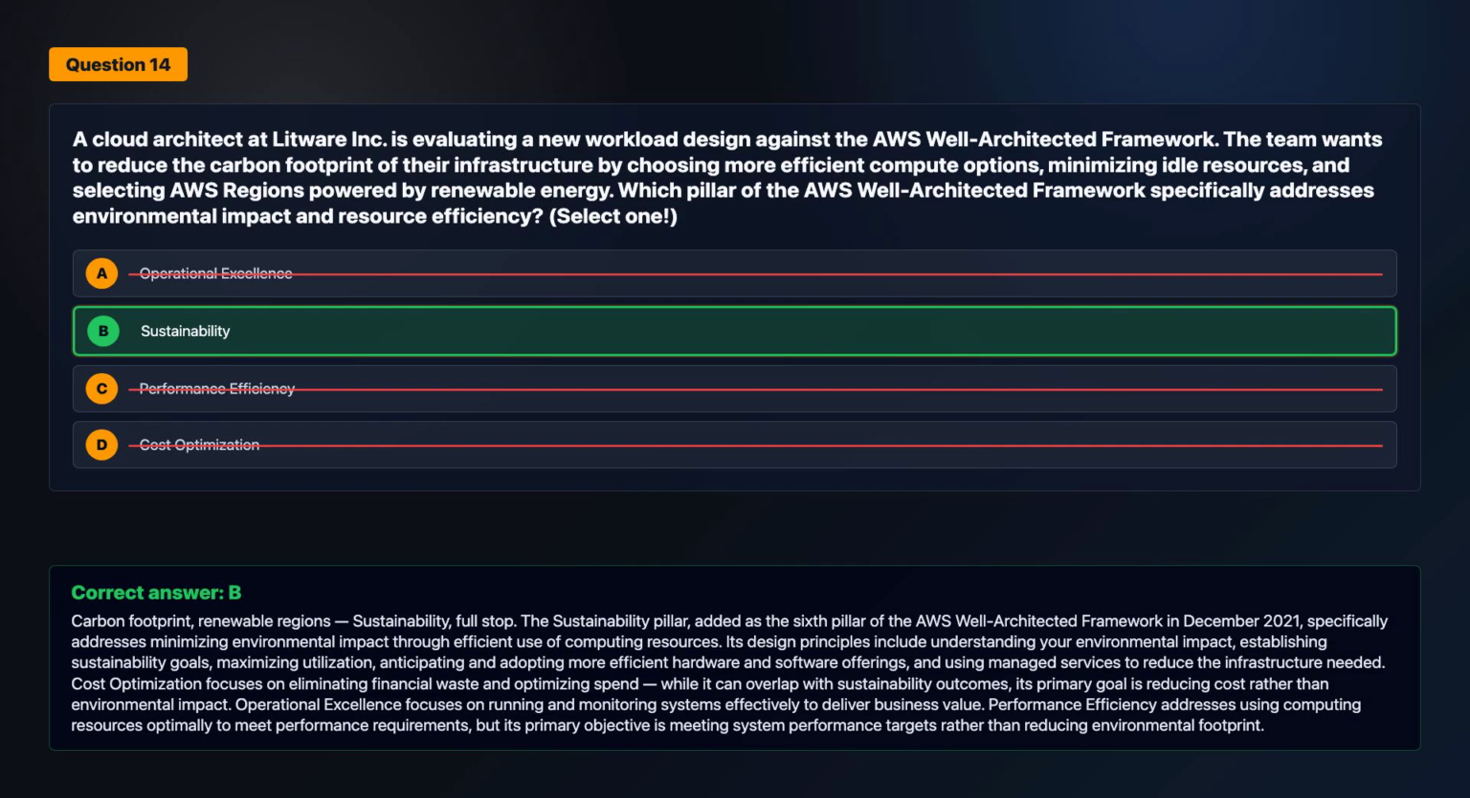Cost optimization focuses on eliminating financial waste and optimizing spend. While it can overlap with sustainability outcomes, its primary goal is reducing cost rather than environmental impact. Operational excellence focuses on running and monitoring systems effectively to deliver business value. Performance efficiency addresses using computing resources optimally to meet performance requirements, but its primary objective is meeting system performance targets rather than reducing environmental footprint.